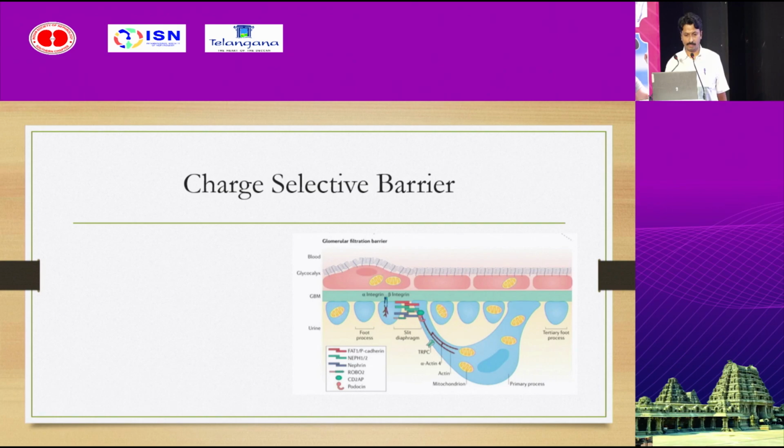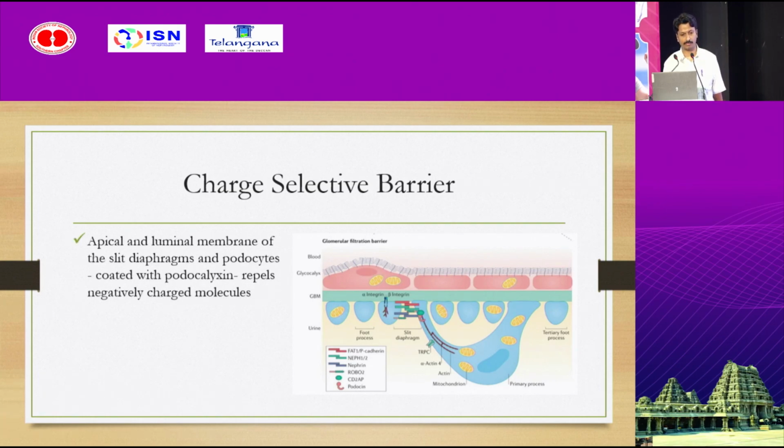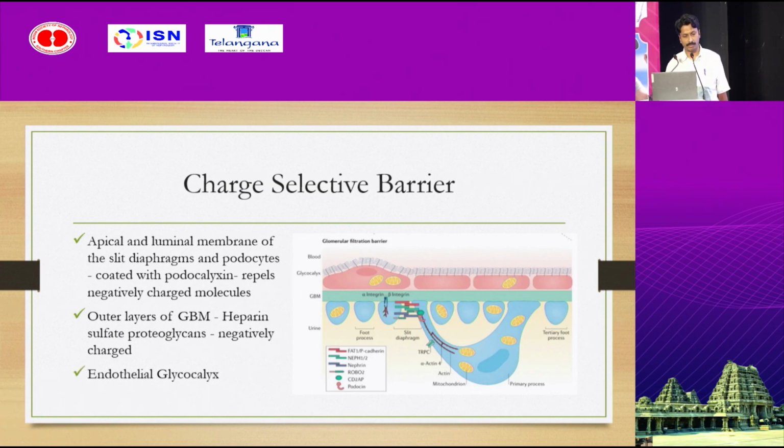To summarize, the charge selectivity of the glomerular filtration barrier is because of the apical and luminal membrane of slit diaphragms and podocyte, which is coated with podocalyxin, the outer layers of the glomerular basement membrane which has heparan sulfate proteoglycans which is negatively charged, and the endothelial glycocalyx and its fenestration. So all these three components contribute to the charge selectivity.